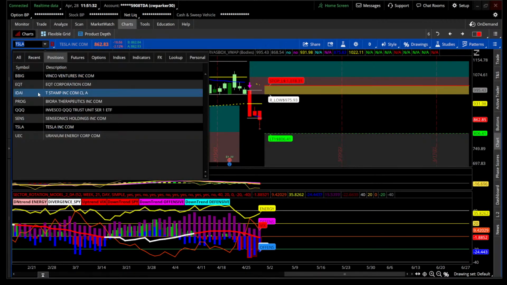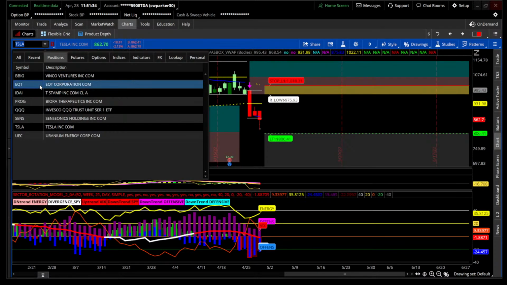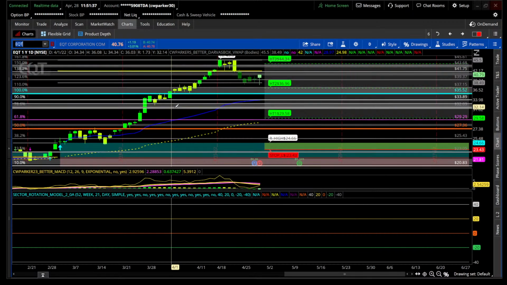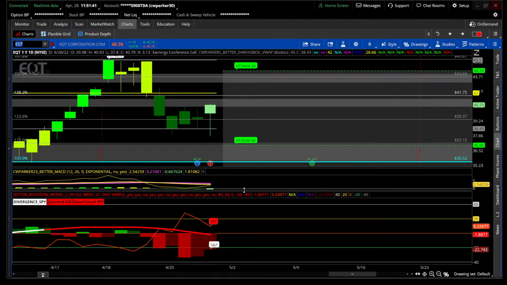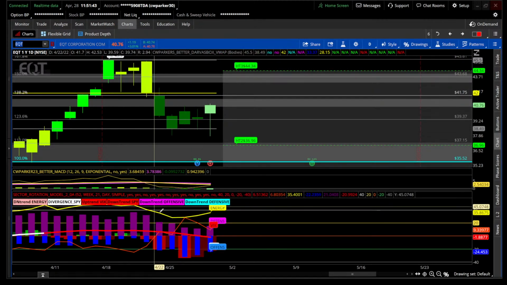And this is one of those energy plays. And like I said, I showed you a few minutes ago, energy is trying to curl back up.